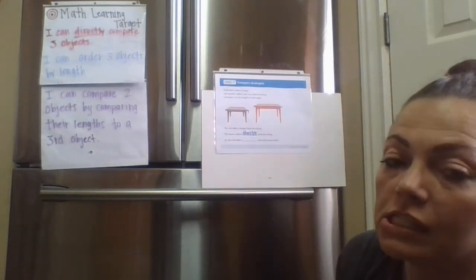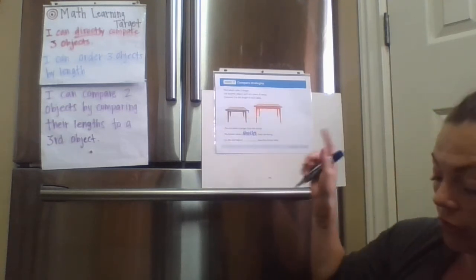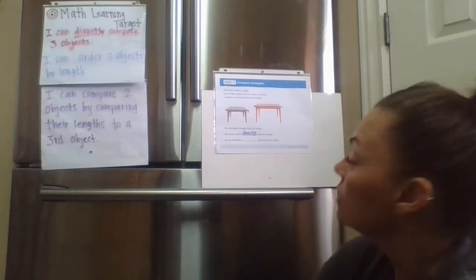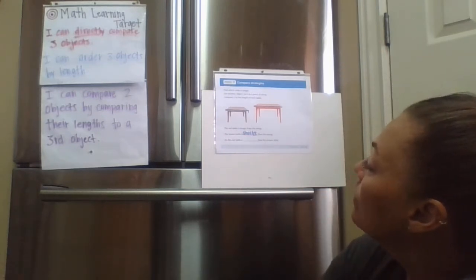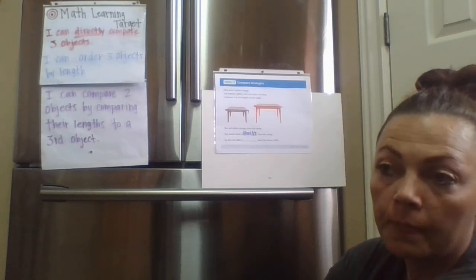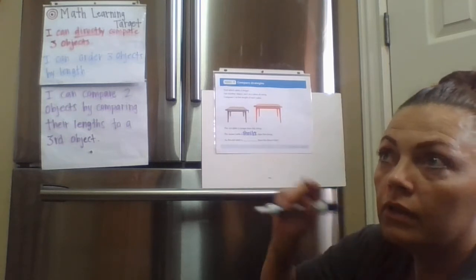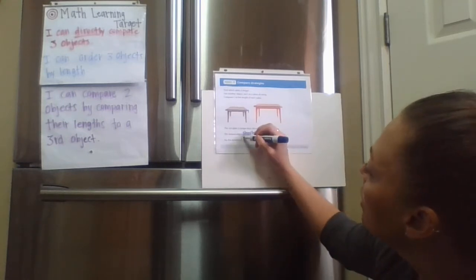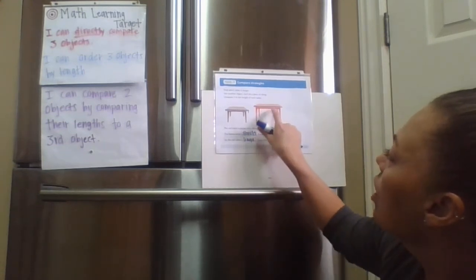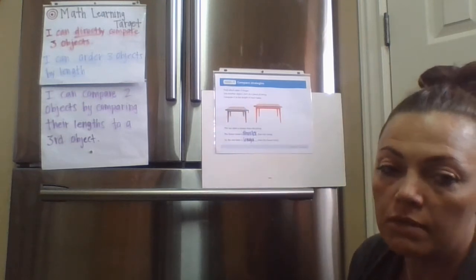So we know that the red table is longer than the string, and we know that the brown table is shorter than the string. So the red table is longer or shorter than the brown table? Well, if we're using this string to compare, we would know that the red table is longer than the brown table because it's longer than the string, and the string is longer than that brown table.